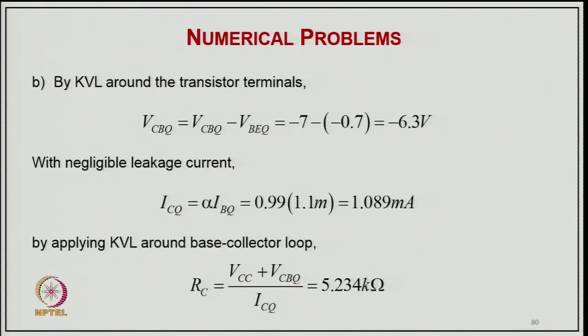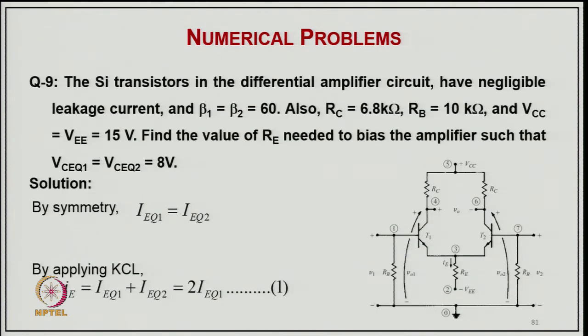And by KVL around the transistor terminal, VCBQ minus VBQ, that is minus 7 minus 0.7. So, it comes 6.3 volt, and with the negligible leakage current we can say ICQ will be alpha IEQ, that is 0.99 into 1.1 milliampere. So, it comes 1.089 milliampere, and by applying KVL around the base collector loop on the other side, RC will be VCC divided by VCB by ICQ. So, that comes 5.234 kilo ohm.